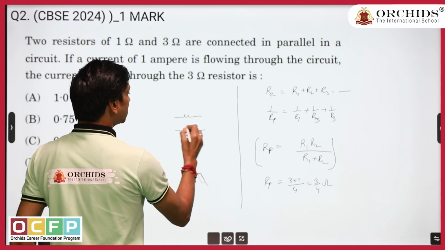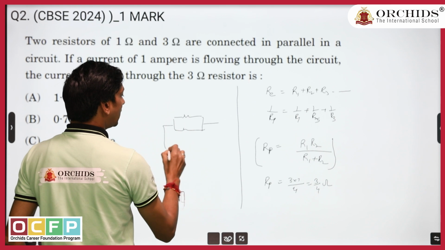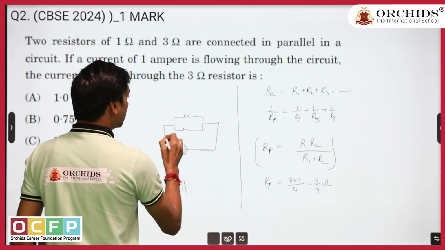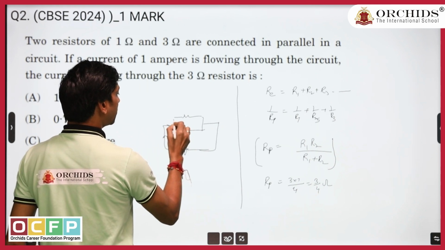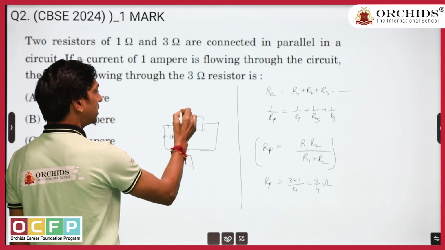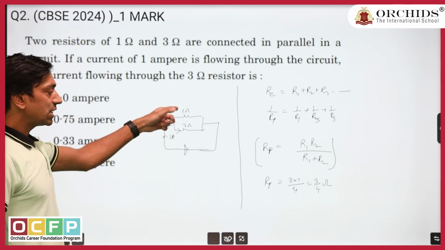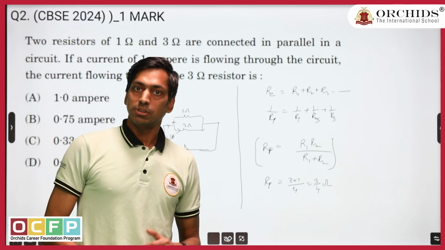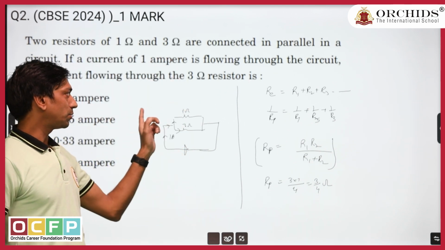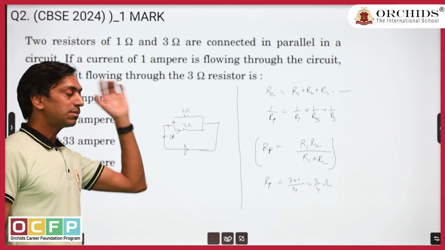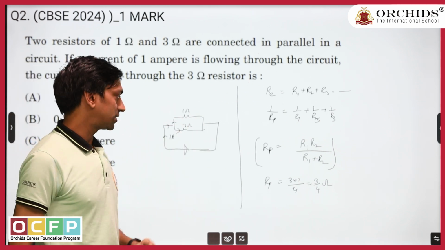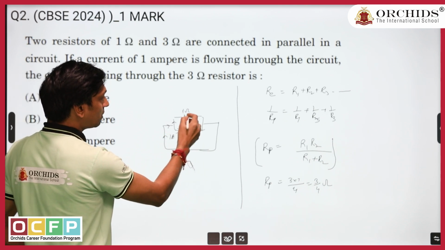This is the one resistor, this is the second resistor, both are in parallel, and they are drawing 1 ampere of current from the battery. We have to find out how much current is going into each arm, that is 1 ohm and 3 ohm. One thing is very clear: most of the current will go through the low resistance path, meaning maximum current will flow through the 1 ohm and less current will flow through the 3 ohm resistor. So we got the value of overall resistance.